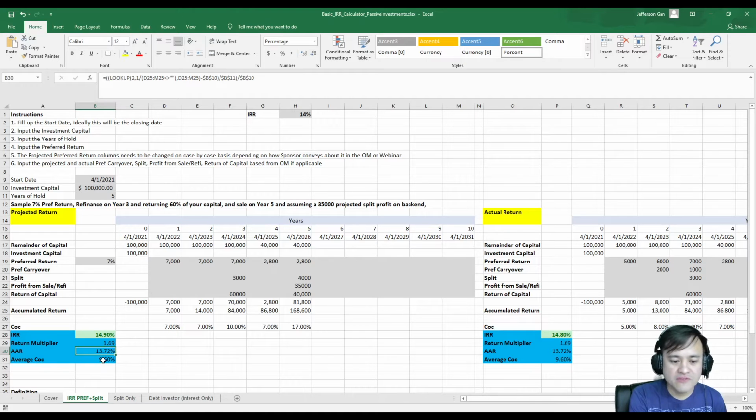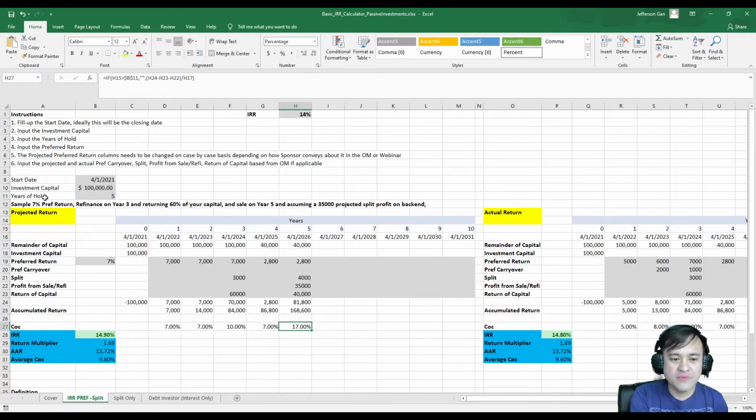Then the average cash on cash is just a distribution of 7,000 out of your 100,000. So this is your 7% cash on cash, and so forth. So you will have this calculation. This cash on cash will include the split also.